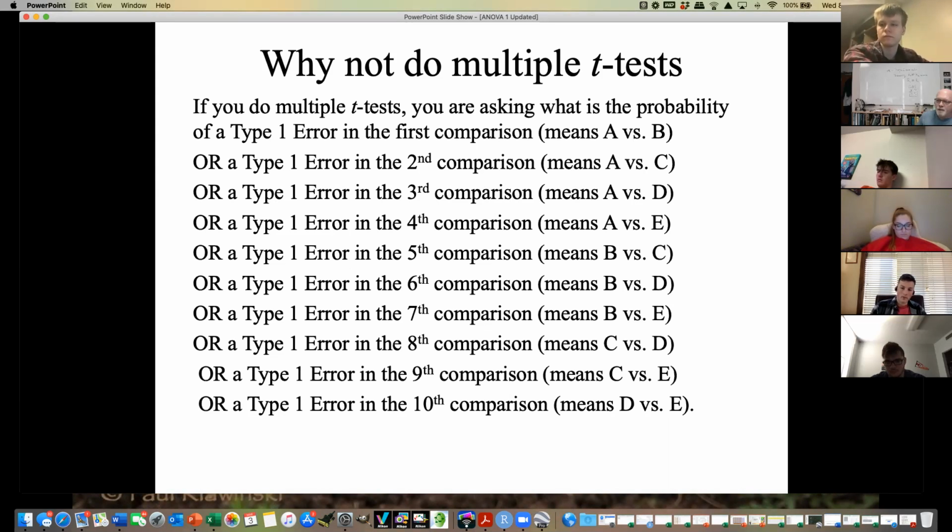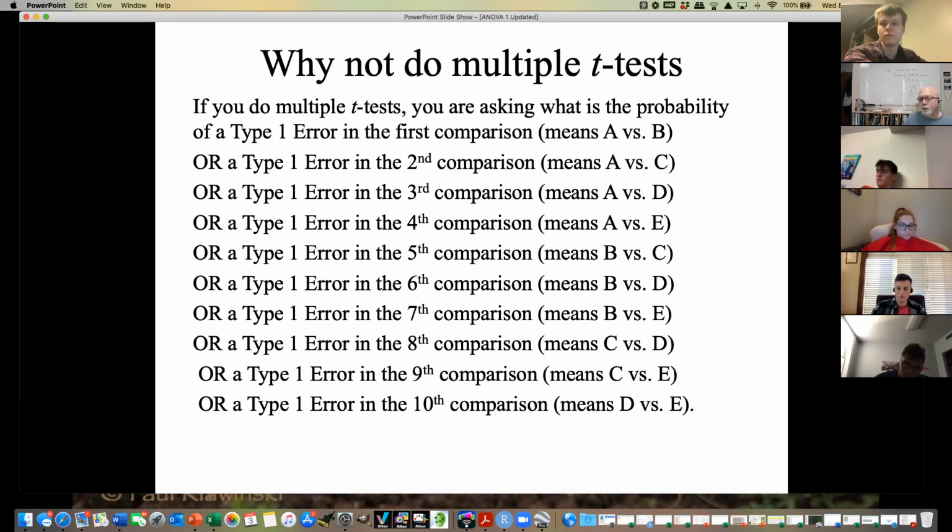you might as well say, well, is A different from B? Flip a coin. If it's heads, they're different. If it's tails, they're not. A versus C, flip a coin. If it's heads, there's a difference, and if tails, there's not. That's the power that you get from doing a lot of different t-tests. You reduce your ability to actually see the difference because your type 1 error rate is really high.